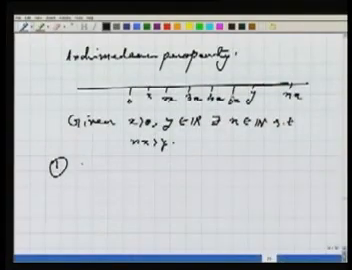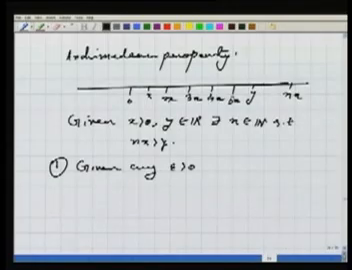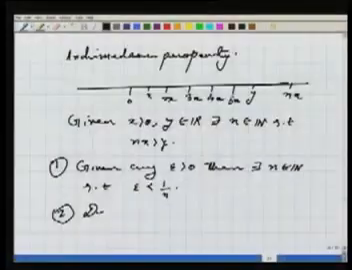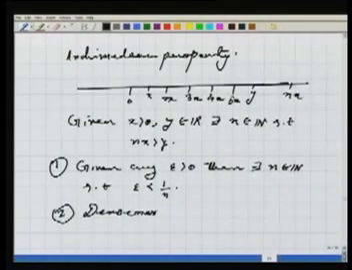Number one was that given any epsilon bigger than 0, this epsilon might be very large, it might be very small also, something like 1 by 10 lakhs, it doesn't really matter, then there exists a natural number n such that this epsilon is strictly less than 1 by n. This was a simple application of the Archimedean property. Then the second property was denseness of rational numbers.